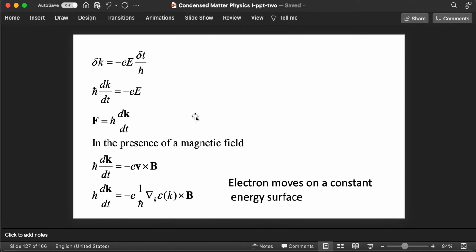Now, in the presence of the magnetic field, the force equation becomes this, which is obviously well known, and I can plug in the expression for the velocity here. So if you look at this, the direction of motion of the electron in the presence of a magnetic field would be perpendicular to the gradient of E of k. Now this means that the electron moves on a constant energy surface. We know that the magnetic field doesn't do any work, so it cannot change the energy of the electron. Therefore, because of that expression, it implies that the electron moves on a constant energy surface.